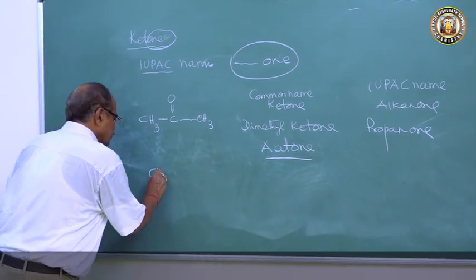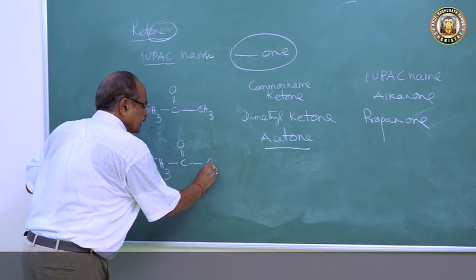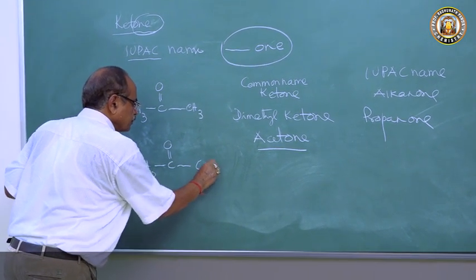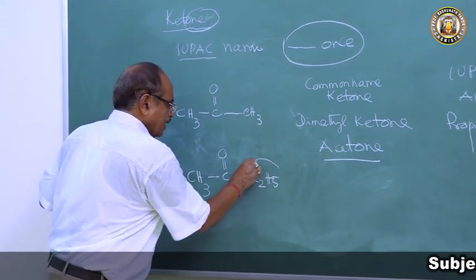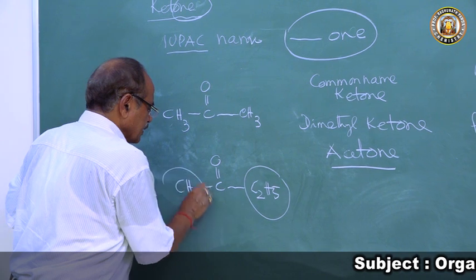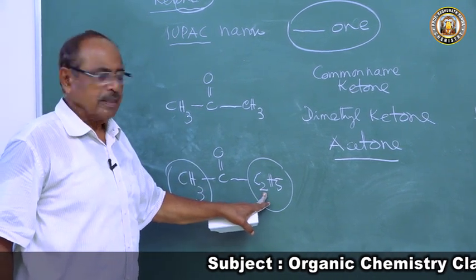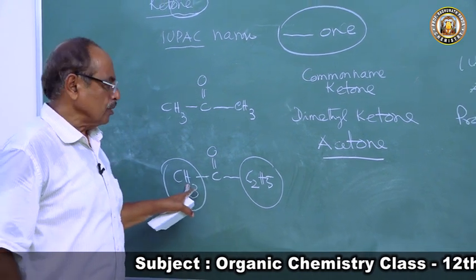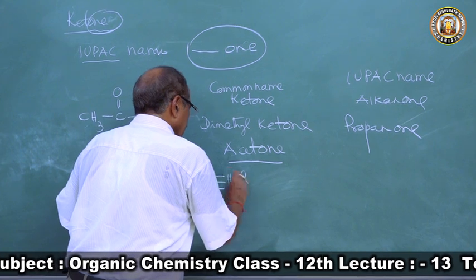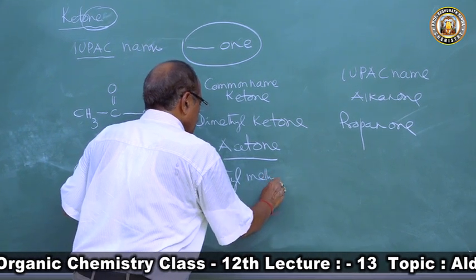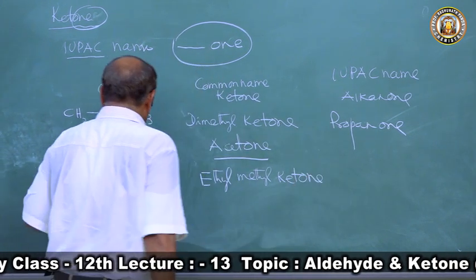Now we'll come to CH3 CO C2H5. What is the common name? This group is ethyl and this group is methyl. Ethyl comes first in alphabetical order, methyl comes next. So this is ethyl methyl ketone.